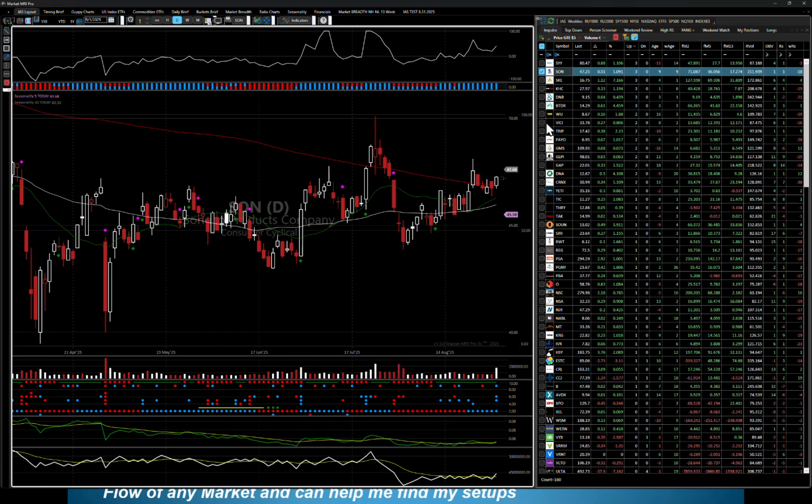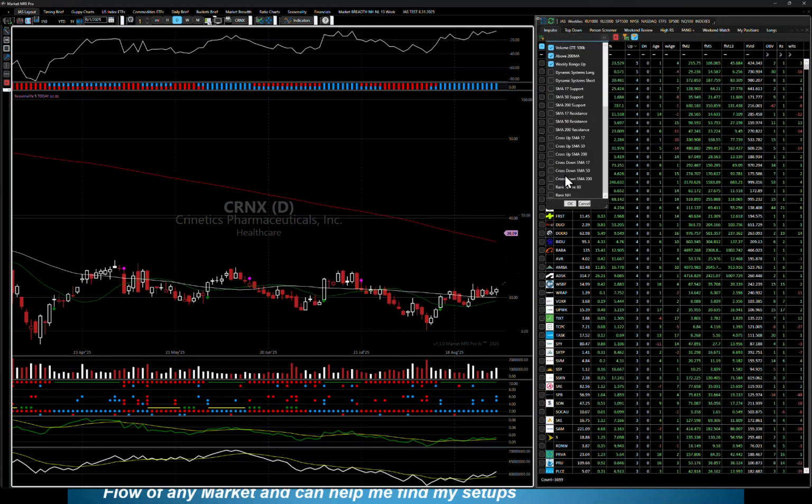All right. Now let's change the scan a little bit. Let's do the same thing. I want bongo up and I want price and volume. I'm going to add above the 200 and now I want to find stocks that are crossing up and closing above the 50.